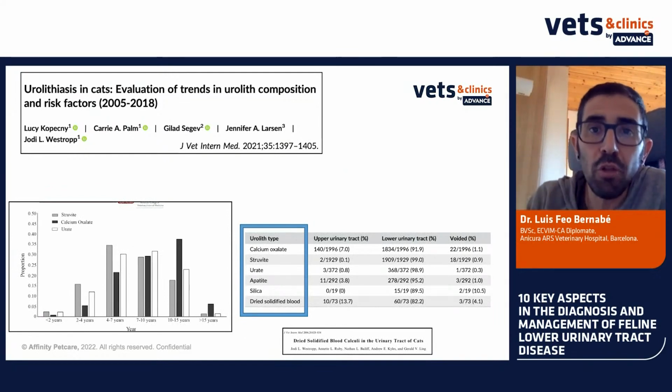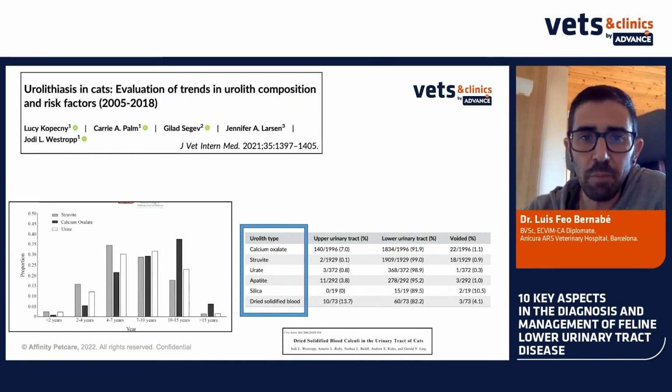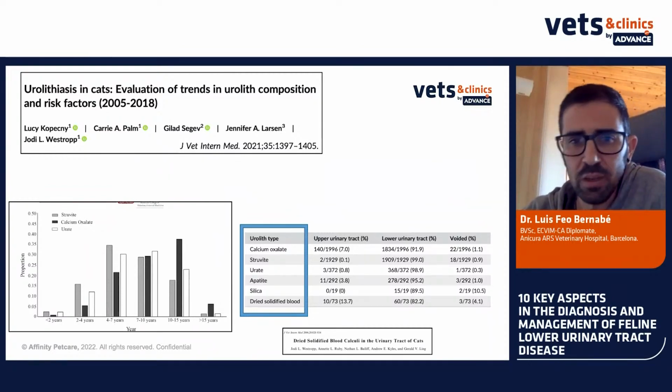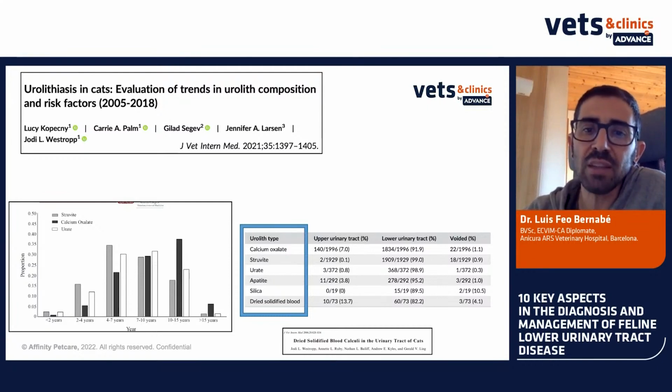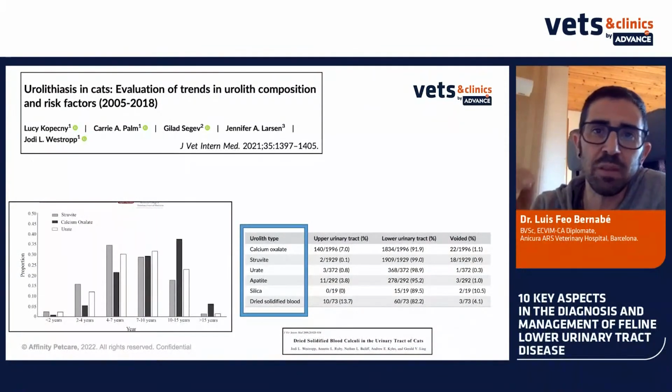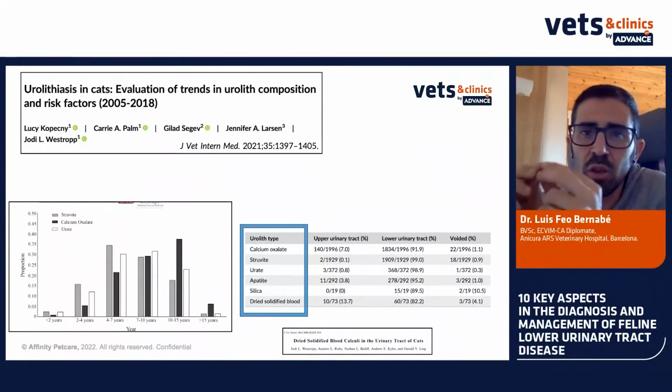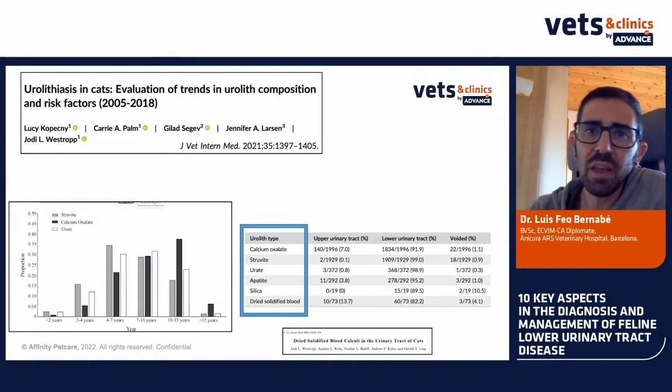But for sure, there are other important ones that you need to remember. The third most common one is urate, and less frequently seen are silica and dried solid blood. That is a specific stone that you see in cats. The blood gets really thick and can sometimes also cause obstruction.